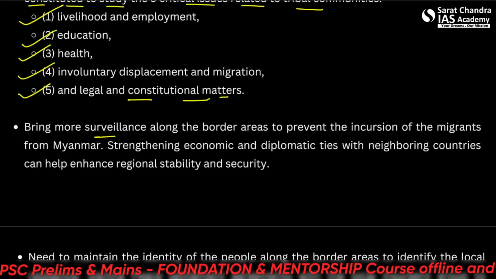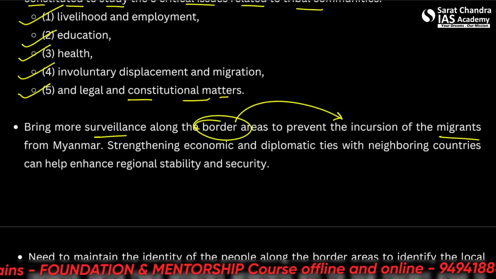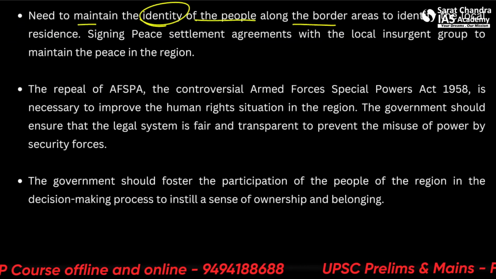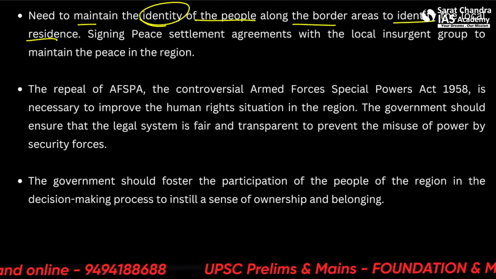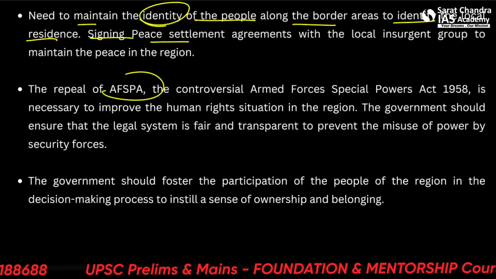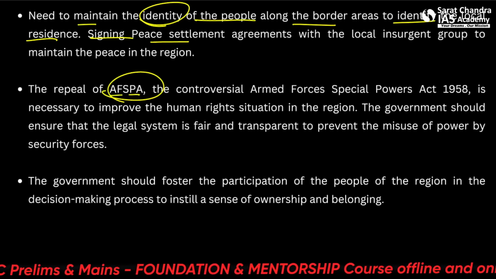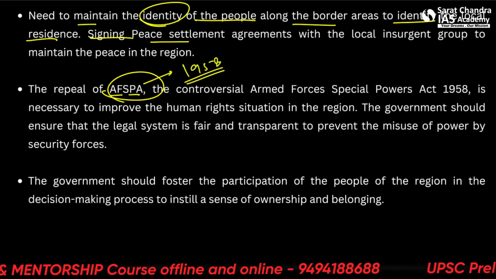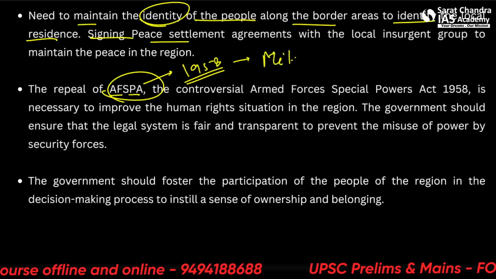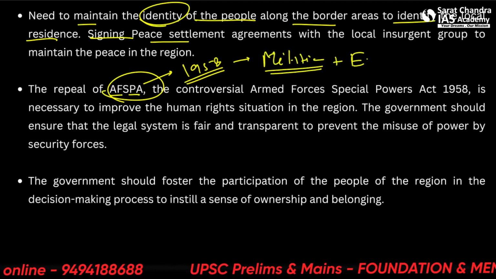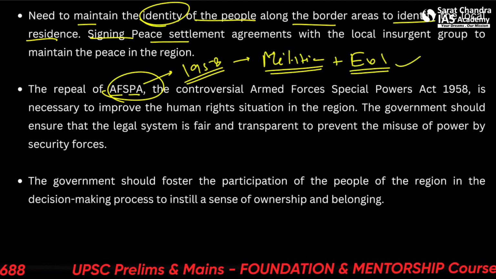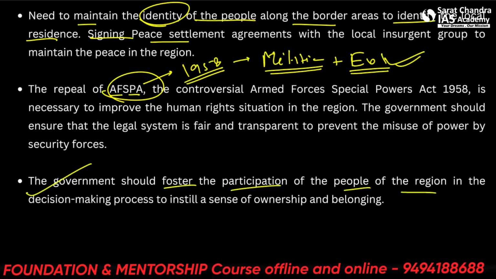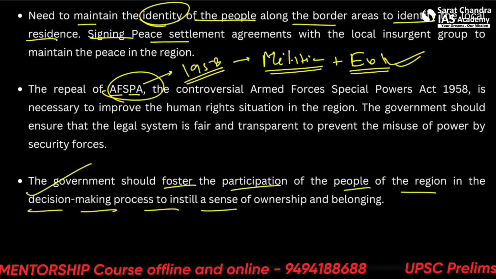Other thing is bring more surveillance across the border areas to prevent the incursion of the migrants. Need to maintain the identity of the people along the border areas to identify the local from the migrants, and signing peace settlements with the neighboring countries. The repeal of AFSPA, which is the Armed Forces Special Powers Act of 1958. So this is what leads to militarization and extremism. So if this is repealed, it can be more beneficial for the communities. Alright, the government should foster the participation of the people of the region in the decision-making process to instill a sense of ownership and belonging.